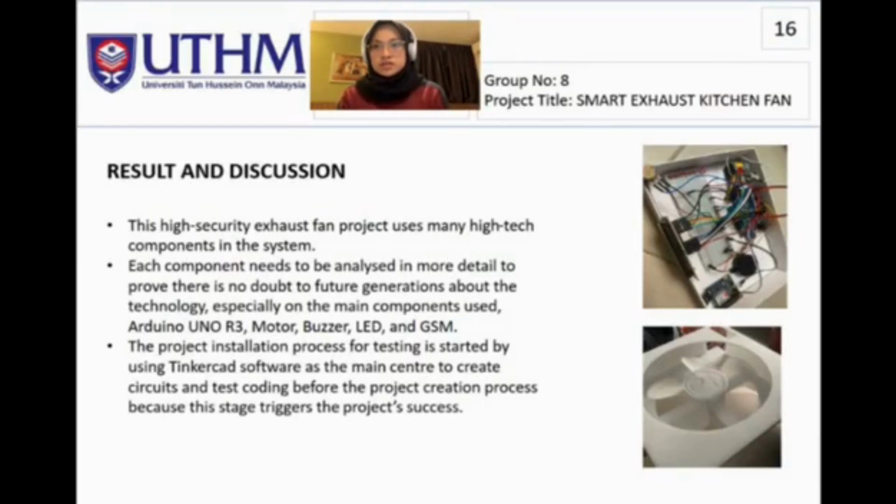So for result and discussion, this high security exhaust fan project uses many high technology components in the system, and each component needs to be analyzed in more detail to prove there is no doubt to future generations about the technology, especially the main components that we use in this project, such as Arduino Uno R3, motor, buzzer, LED and GSM. Also, here we can see the project installation process for testing started by using Tinkercad software as the main center to create the circuit and test the coding before the project creation process, because this stage triggers the project's success.